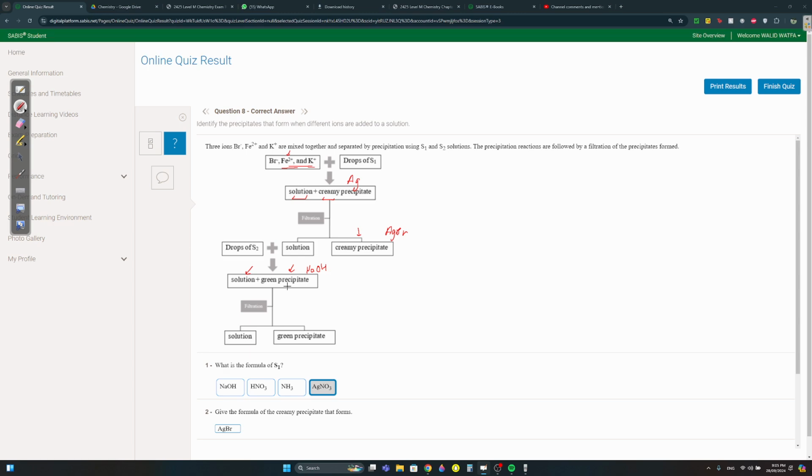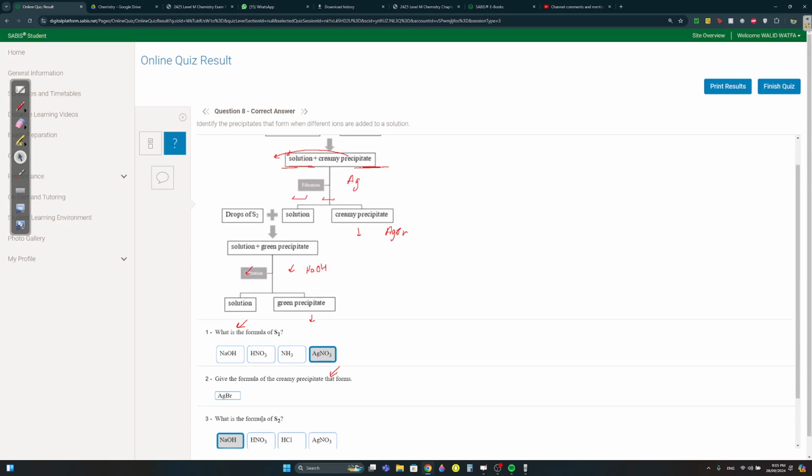Okay, and then they filtered out the green precipitate to get the solution on the side. Okay, the formula of S1. What did we add to Br? How do you get a cream precipitate? You have to add Ag, and you don't just add Ag, you have to add acidified Ag, so it's AgNO3. Okay, what's the formula of the cream precipitate? We know it's AgBr, and so we already answered these questions.